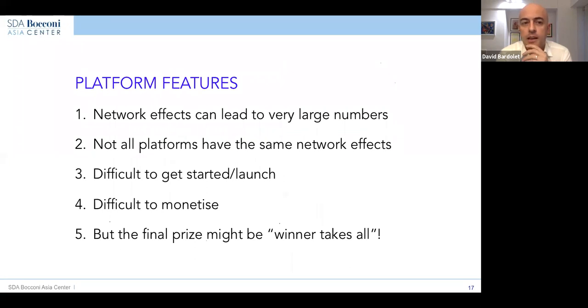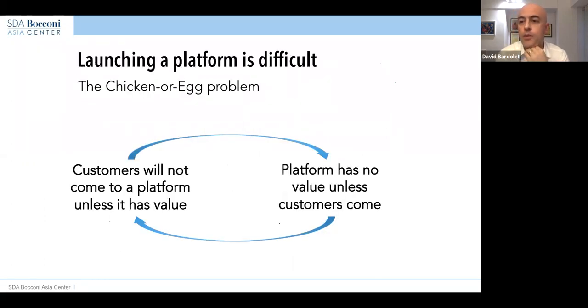Another very big issue about platforms is, because of the thing that I just told you, it can get difficult to get started. That's what we name the chicken or egg problem. You start a platform that's going to connect sellers of something to buyers of that something, but you start with no one. How are you going to attract the first buyer if there are no sellers? And how are you going to attract the first seller if there are no buyers?